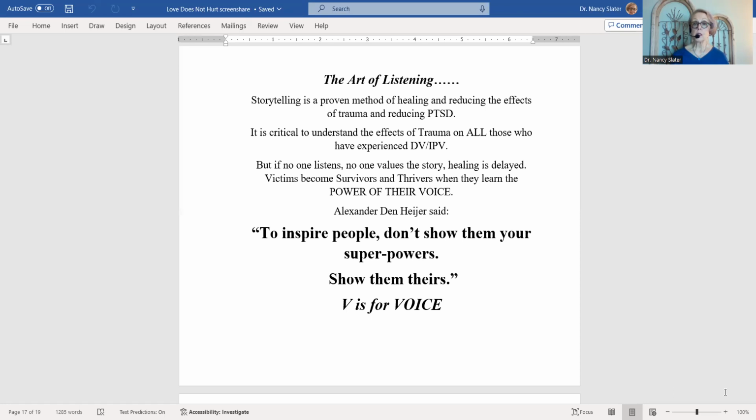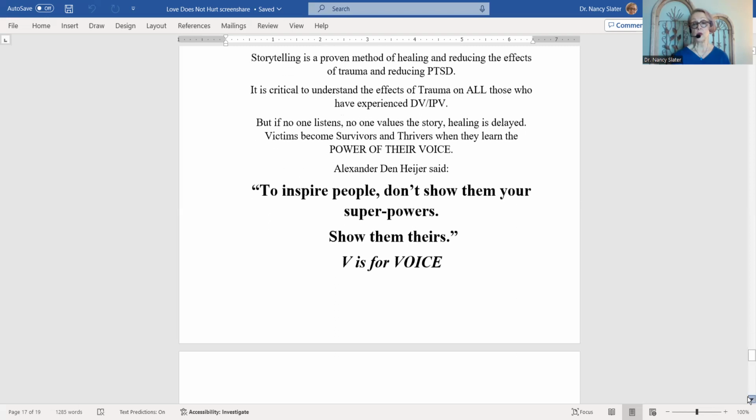If no one listens, no one values their story, healing is delayed. Victims become survivors and thrivers when they learn the power of their voice. Ben Hesher said, to inspire people, don't show them your superpowers, show them theirs. So as advocates also, we have to be very careful that we're not throwing our experience and stories into the mix. It's important that we hear their story. And so V is for voice. V used to be for victim, but in this case, V is for voice.